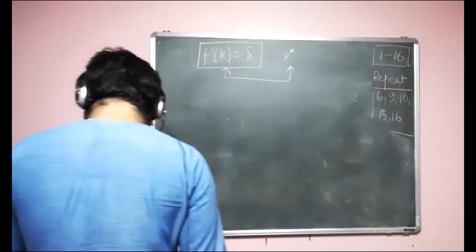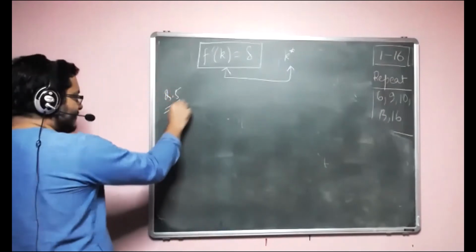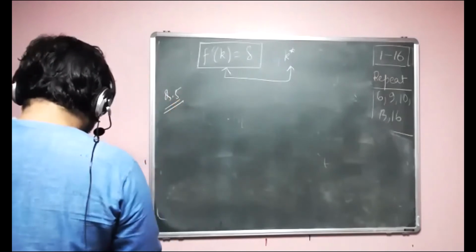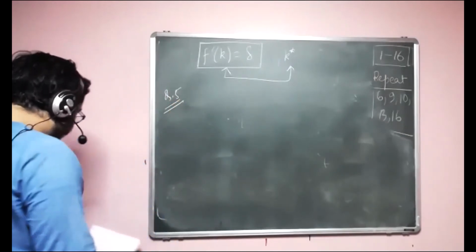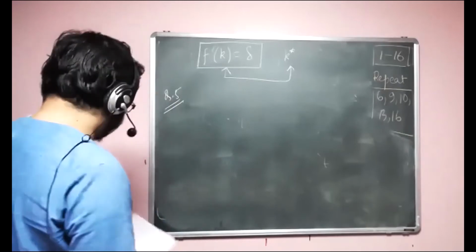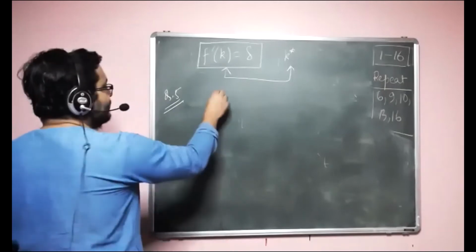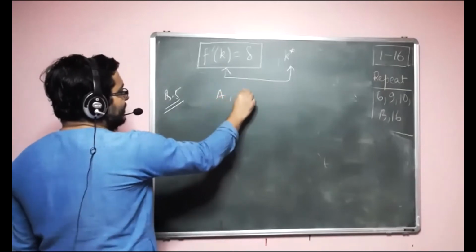Okay, so let's look at question number 5. Question number 5 is actually quite an intuitively sound problem. Okay, so let's start. Now, question number 5 says that there are two individuals, A and B.